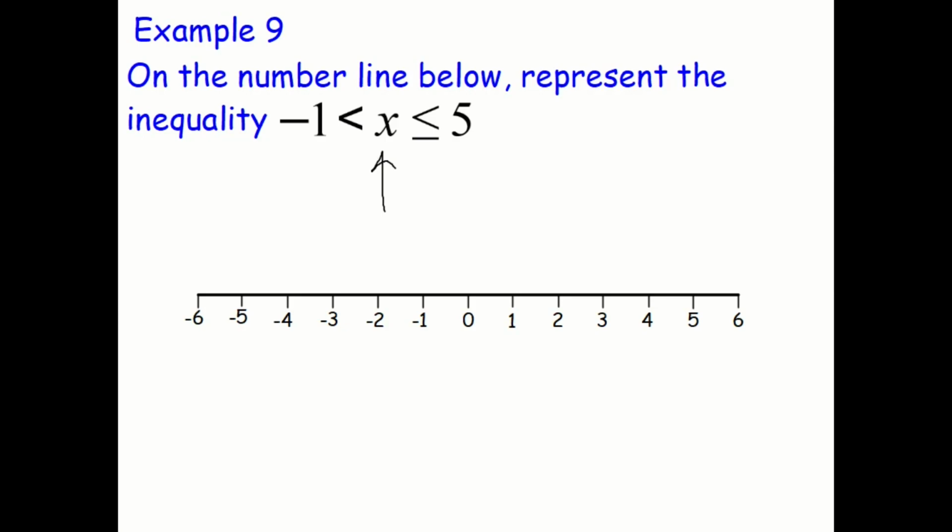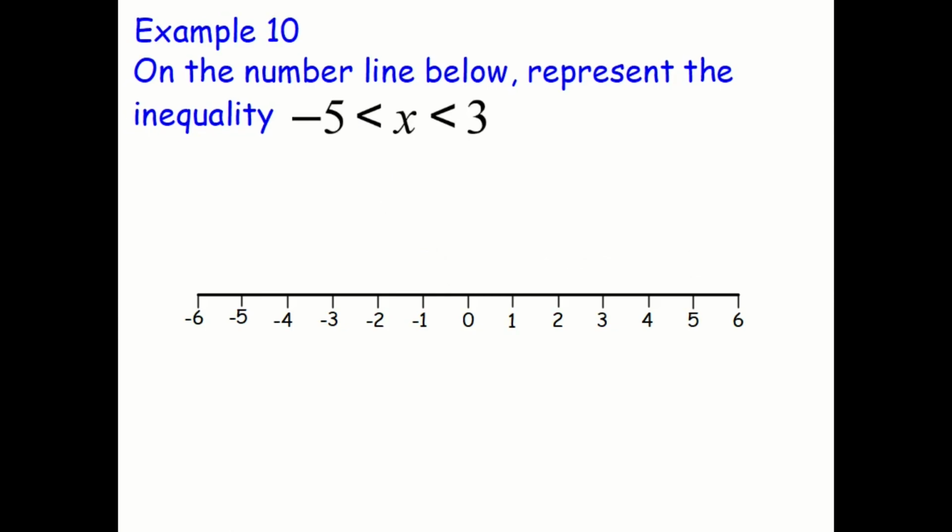So how do we represent greater than minus 1? We know we put a hollow dot. Less than or equal to 5, we know we colour in the dot. And then all we have to do is join them by a line. Example 10, on the number line below, represent the inequality x is greater than -5 and less than 3. So greater than -5, I'm going to put a hollow dot here and a hollow dot at 3, join them by a line.